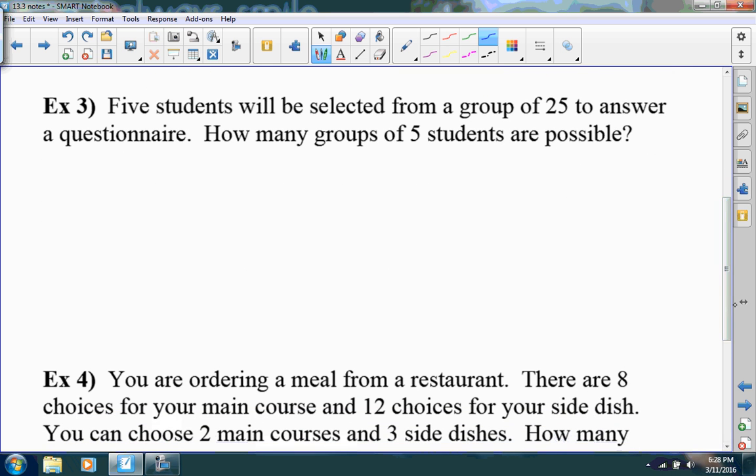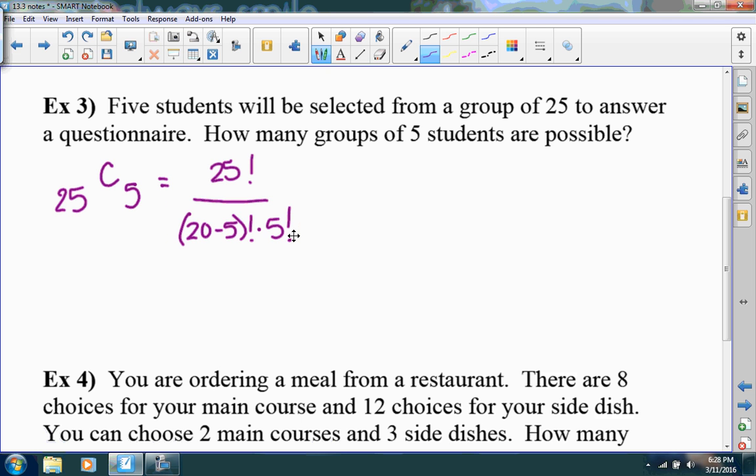Okay, example 3 here. We have 5 students that are going to be selected from a group of 25 to answer a questionnaire. How many groups of 5 students are possible? So again, we have 25 total students, and we're going to combine them 5 at a time. We're going to combine 5 of them together. So I'll have 25 factorial over 20 minus 5 factorial times 5 factorial.